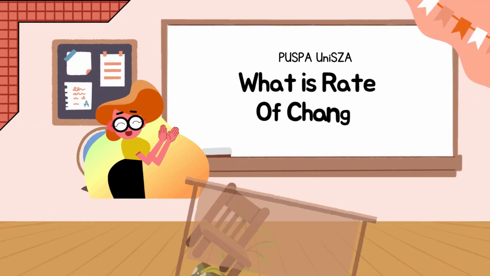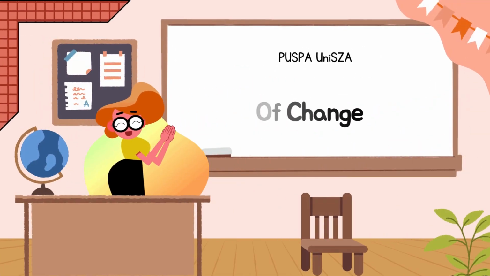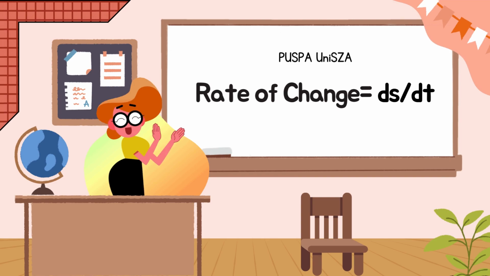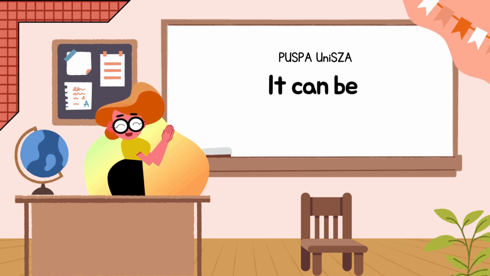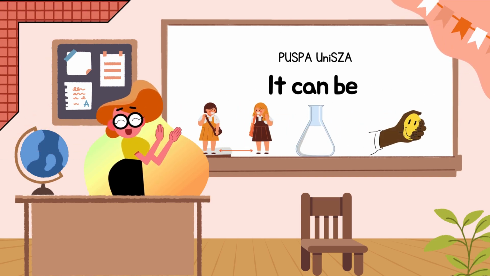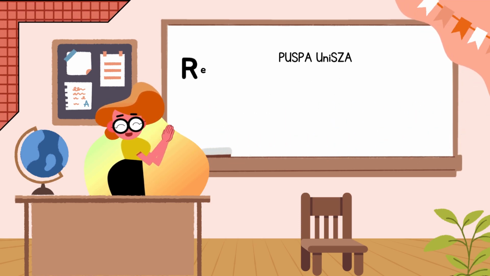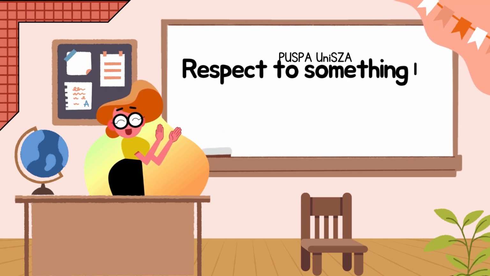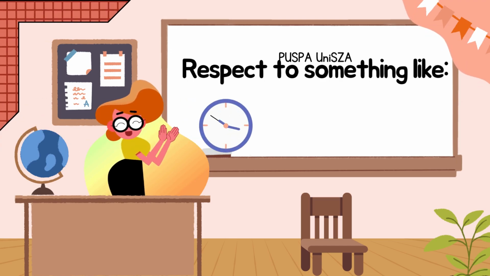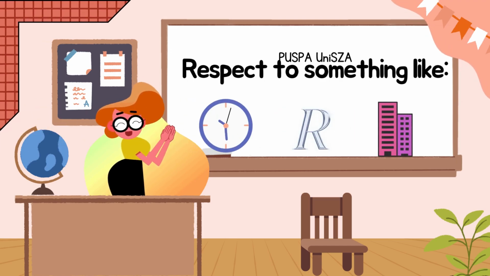What is rate of change? Rate of change indicates how fast something is changing. That could be the distance, volume, or pressure of something. It determines what is changing with respect to something else. That something else could be time, radius, or height.